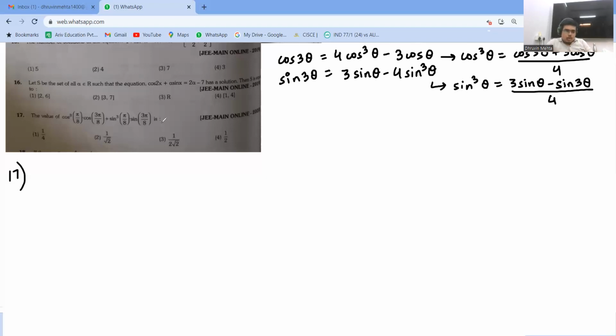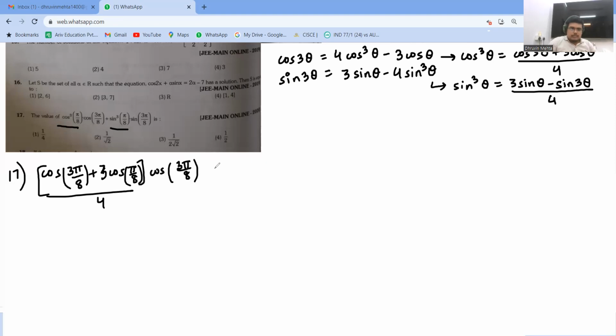Right. So let's do this. Let's replace cos cube pi by 8 and sin cube pi by 8 over here. So when we replace cos cube pi by 8, that is going to be cos of 3 theta, so cos 3 pi by 8 plus 3 cos pi by 8 upon 4. And this is multiplied with cos of 3 pi by 8.